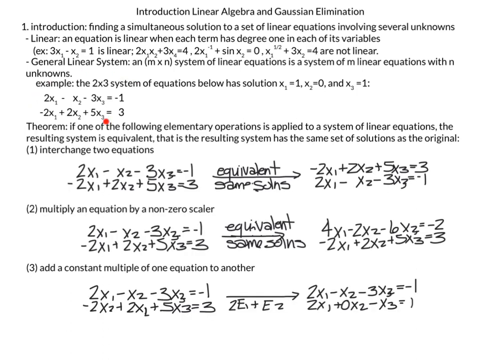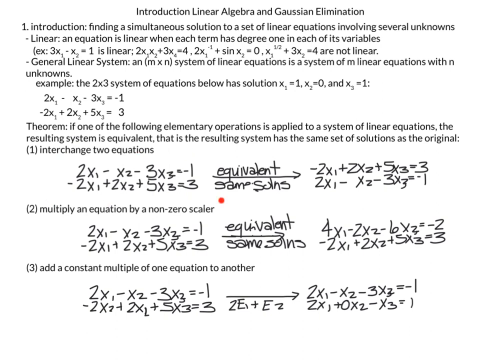As an example, let's look at this here. Our 2x1 minus x2 minus 3x3 is equal to -1, with our equation -2x1 plus 2x2 plus 5x3 equals 3. First, we can interchange the two equations. So I'm sure you will agree I can write this equation on top, my -2x1 plus 2x2 plus 5x3 equals 3, and write this equation here on the bottom, 2x1 minus x2 minus 3x3 equals -1. And you will agree these two systems of equations will have the same solution. Again, just interchanging the two rows or two equations.